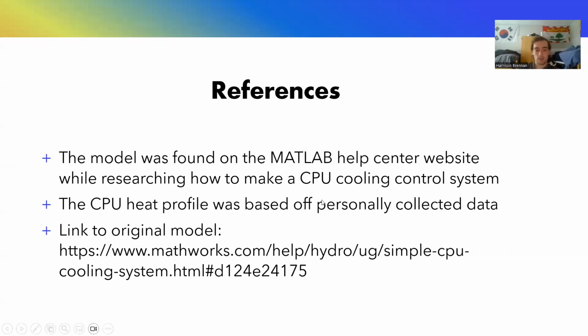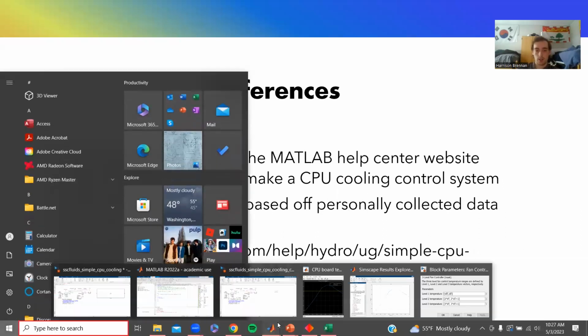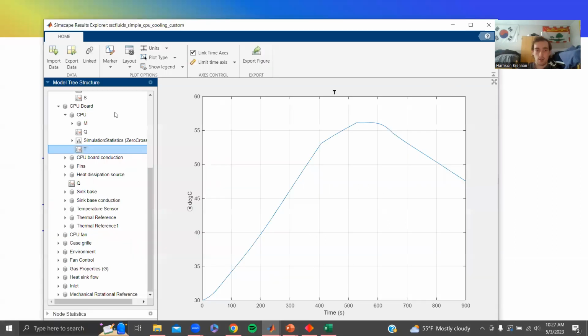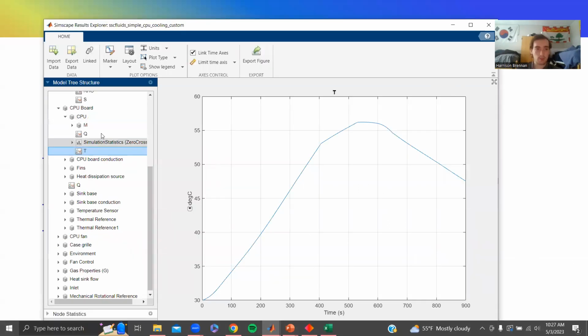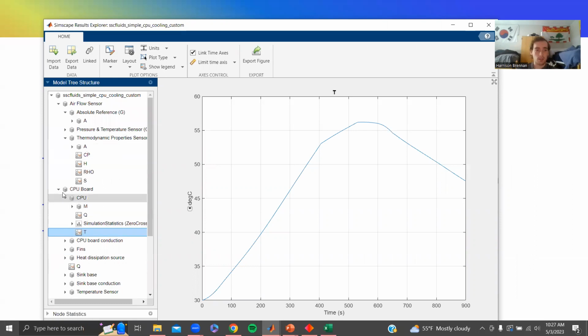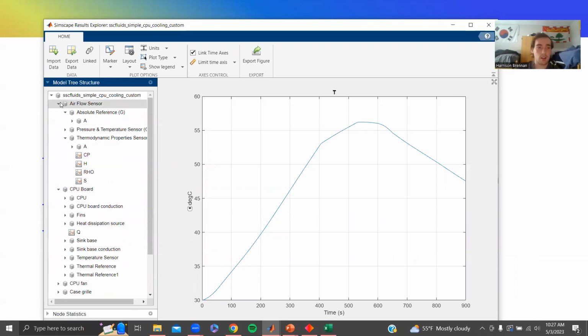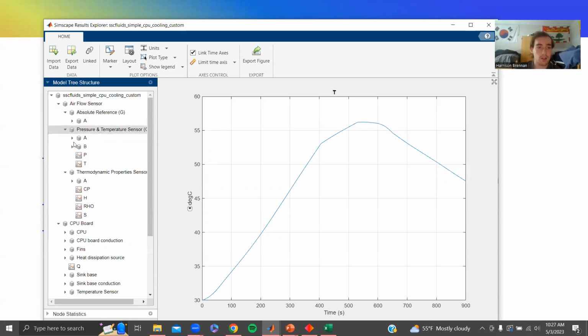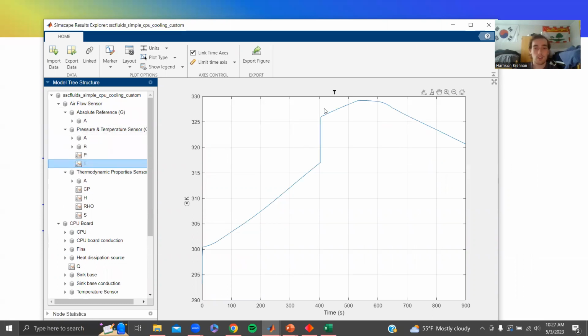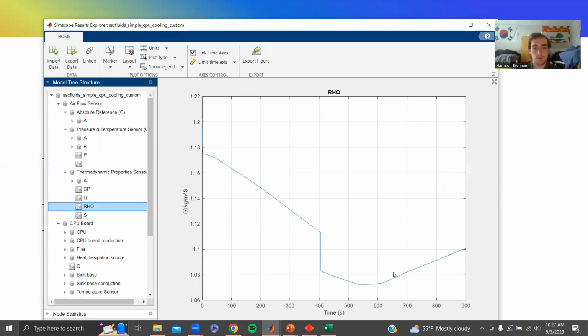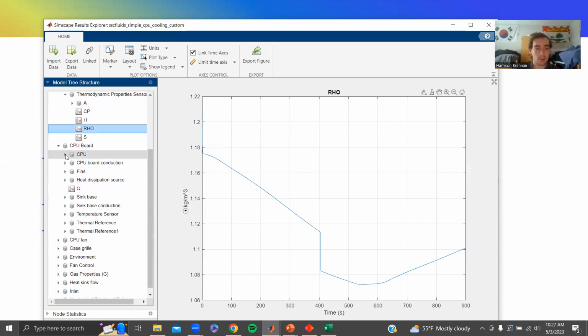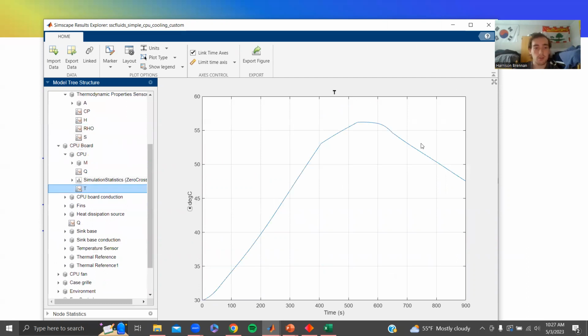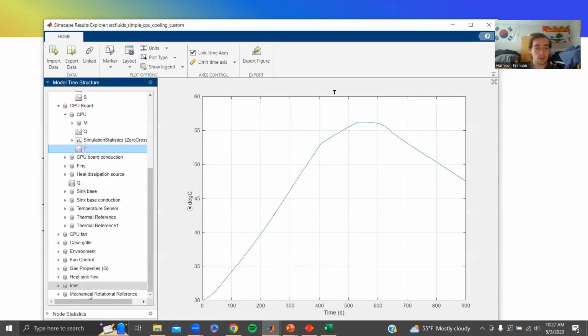These are my references. And then something that was kind of cool within this model is it has Simscape Explorer, which basically allows you to go more in depth. So if I wanted to see the airflow sensor data, I could go in here and see the pressure and temperature sensors. So this is the temperature within the airflow sensor, and then here's the density within it. And I can also go in here and find the temperature of the CPU. And there's a ton of stuff in here that's collected.